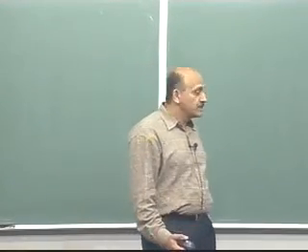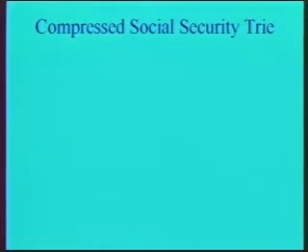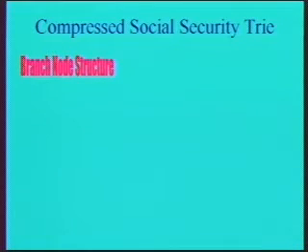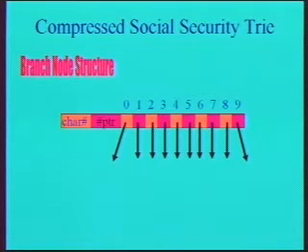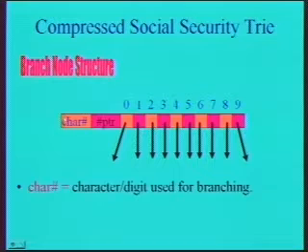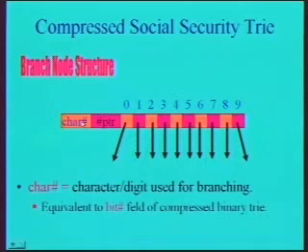All right, let's take a look at a compressed Social Security trie. The node structure that we'll employ, assuming that you have 10-way branching: a branch node will have 10 child pointers, one for each of the possible values for the digit you're branching on. You'll have a character number. It tells you which character or digit of the key you're branching on. So this is equivalent to the bit number field that was being used in a compressed binary trie.